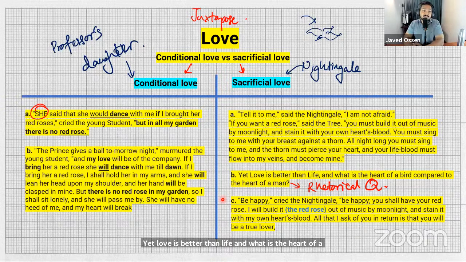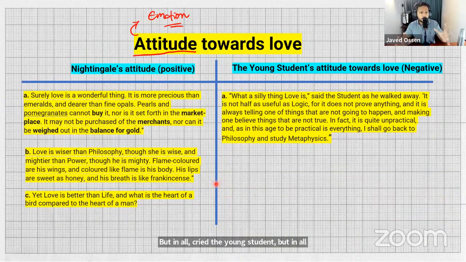And what is conditional love? An example for conditional love. She said that she would dance with me if I brought her red roses. But in all, cried the young student, but in all my garden there is no red rose.